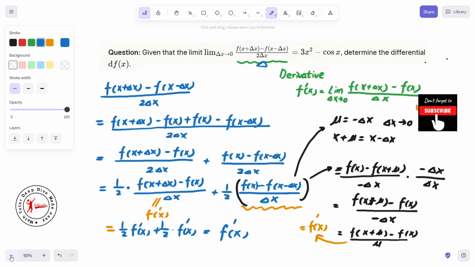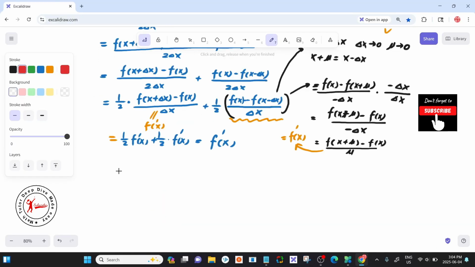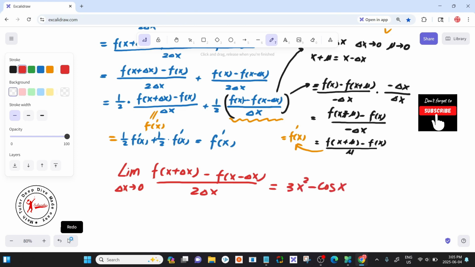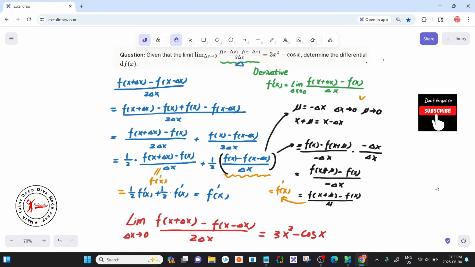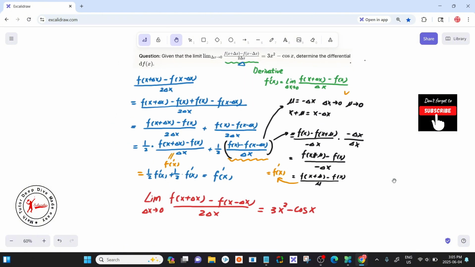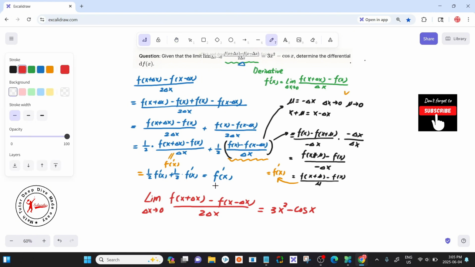So we found that the limit, as delta x approaches 0, of f of x plus delta x minus f of x minus delta x, divided by 2 delta x, equals f prime of x. Since the problem says this limit equals 3x squared minus the cosine of x, we have f prime of x equals 3x squared minus the cosine of x. That was a neat little trick. We've confirmed that this limit gives us the derivative of f directly. Now we're ready to find the differential.